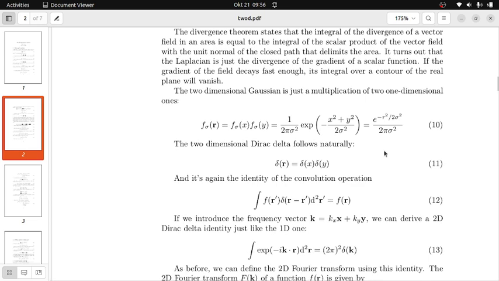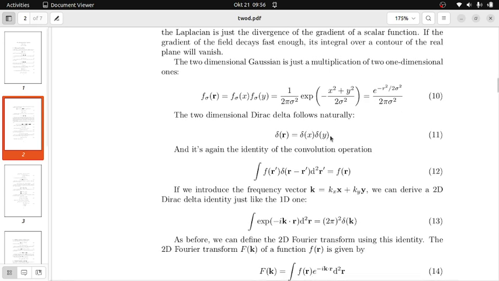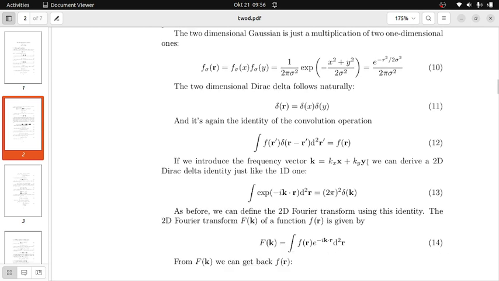And the two-dimensional Dirac delta, just the same as the Gaussian, is just the multiplication of a Dirac delta in the x direction times the Dirac delta in the y direction. And just as before, if we do the convolution of the Dirac delta with any other function, we get the function itself. So this integral of f(r') delta(r minus r') d squared r' is just equal to f(r). You can open this integral if you want to. It will be one integral in the x direction, one integral in the y, and we should be done, right?